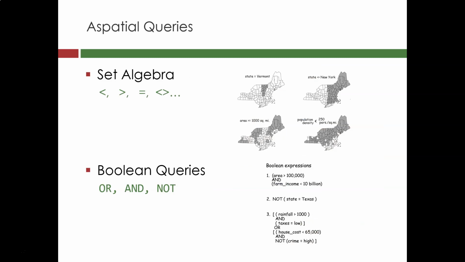Aspatial or tabular queries are performed on the attribute table. Users build a set of conditions. If the conditions match, then the matching records are returned. There are two principal ways that we build aspatial queries.